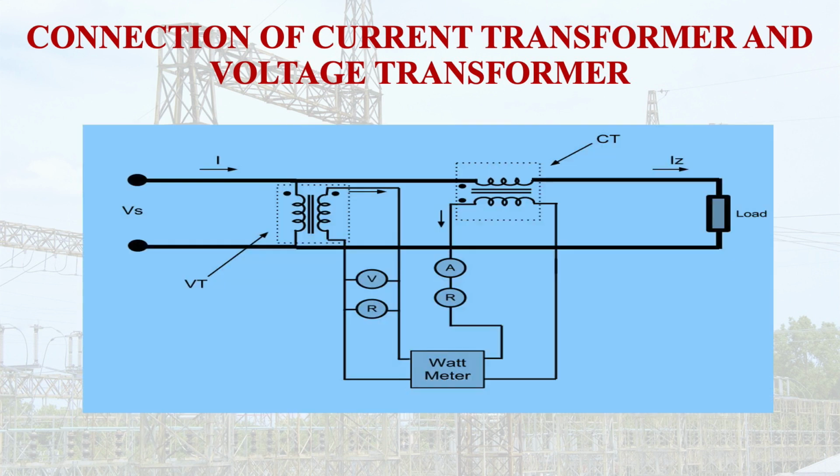So you can see how these indicating instruments like a voltmeter and ammeter, these measuring instruments and the protective equipment like relays, are connected with the secondary winding of the transformer. So this connection diagram is giving you some idea of how these are connected in a line, across the line. So one is connected in series and another is connected in parallel.